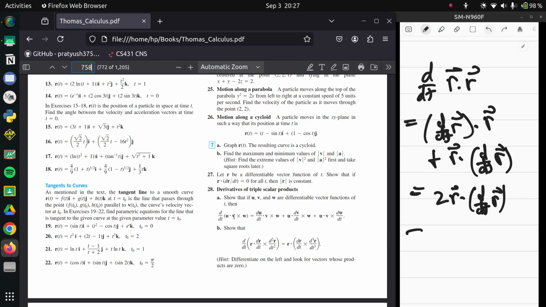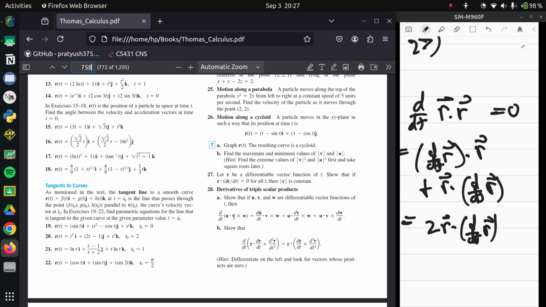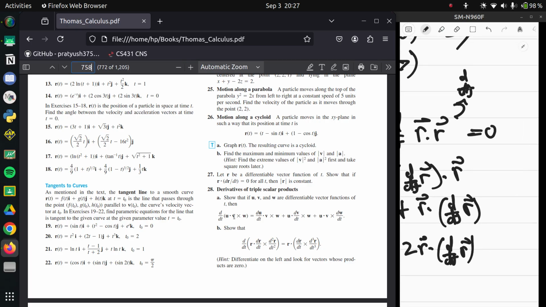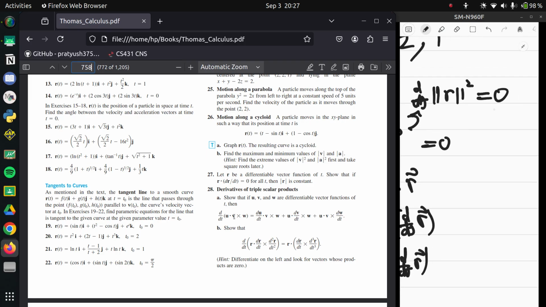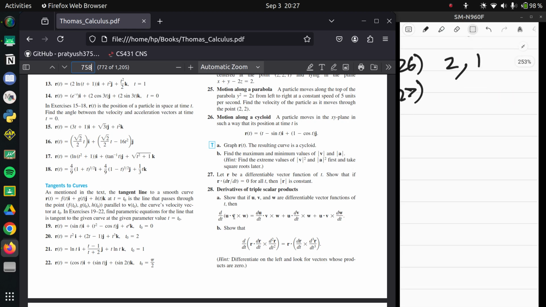Okay, never mind. So if this thing is 0, then what you're saying is this thing is 0, but you know that this thing is just d by dt of the L2 norm squared, which is 0. So what you're saying is this is a constant. It's kind of basic stuff. Never mind. This was a bit too easy to prove.